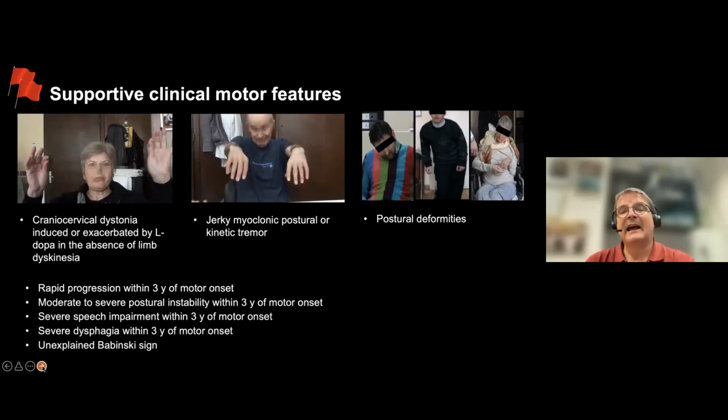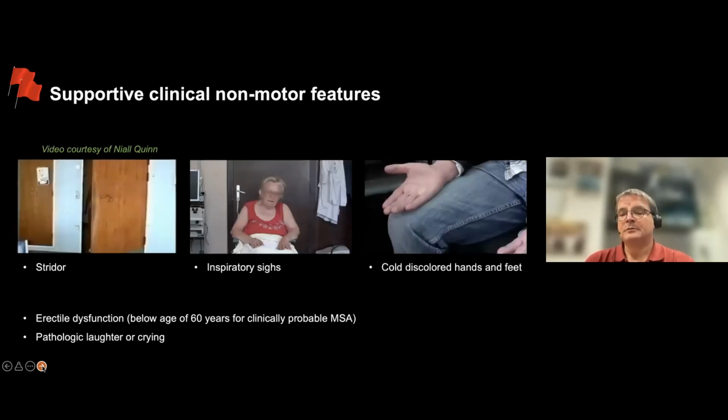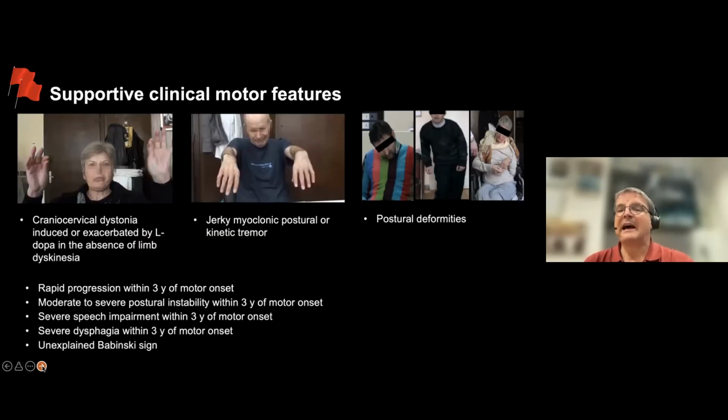In the second video clip, you can see jerky myoclonic postural tremor present in a patient with MSA-P. That's also characteristic. Rest tremor is much less common. And then on the right side, you see different types of postural deformities that are characteristic of MSA as well: anterocollis, lateral flexion of the trunk, and contractures of the hands.